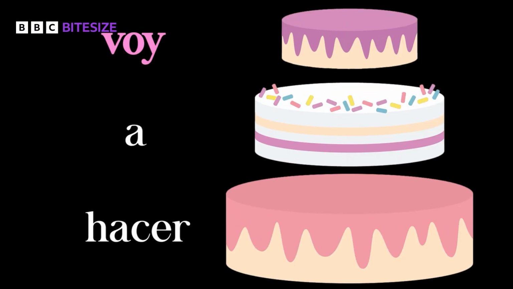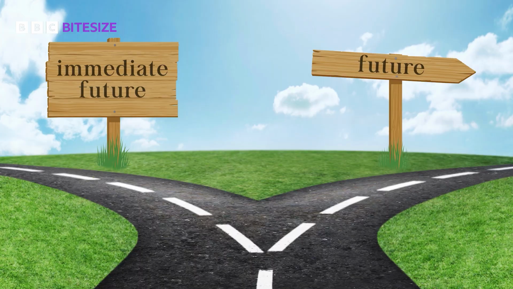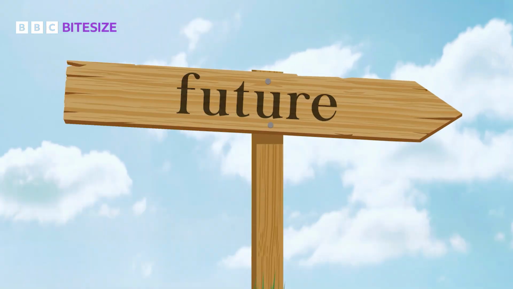Right, let's break the sentence into pieces. Voy is the I form of ir, to go, in the present tense, followed by a, followed by the verb hacer in the infinitive. Another way we talk about the future in English is to say something will happen. We call this simply the future tense.